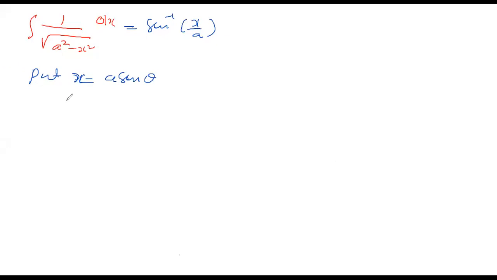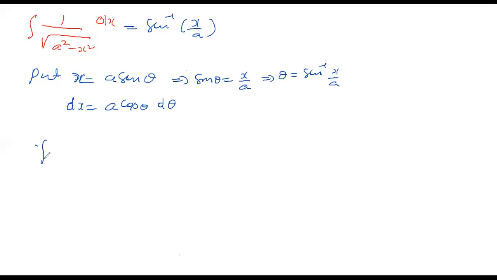So here put x is equal to a sin theta, dx is equal to a cos theta d theta. Here I'm solving for theta, so sin theta is equal to x by a, theta is equal to sin inverse x by a. Now I'm substituting here 1 by a square minus x square. X will be a sin theta, x square will be a square sin square theta, and dx value is a cos theta d theta.